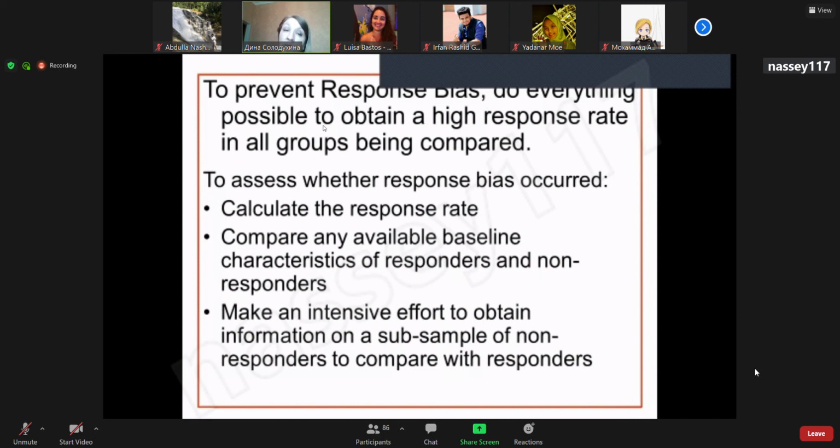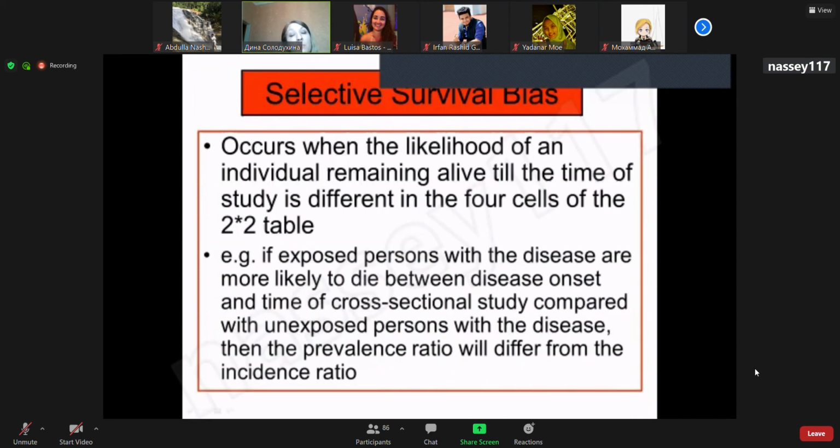The next one is called selective survival bias.